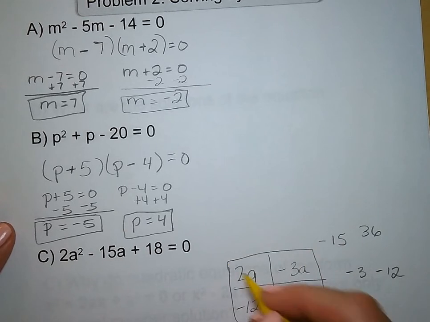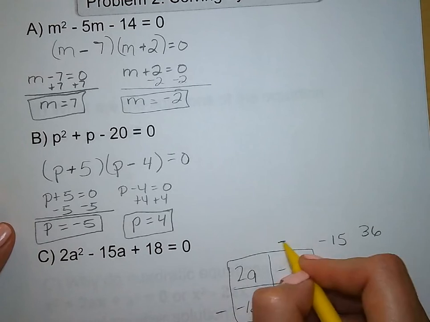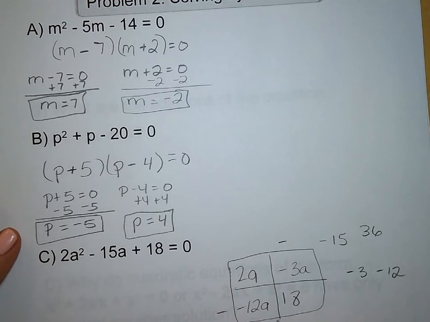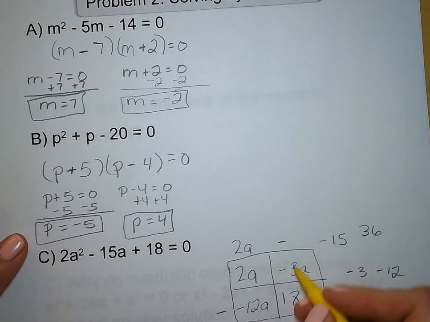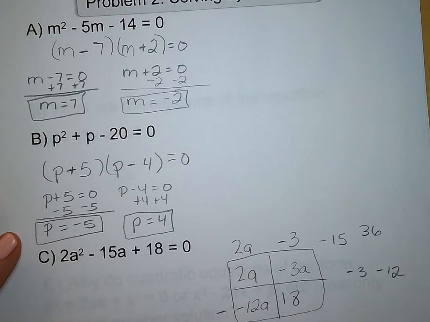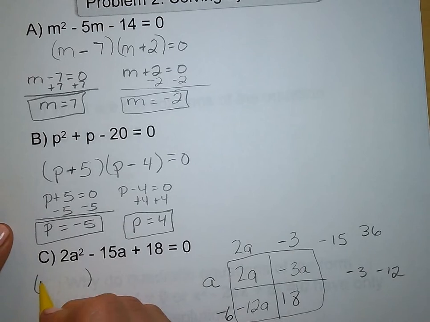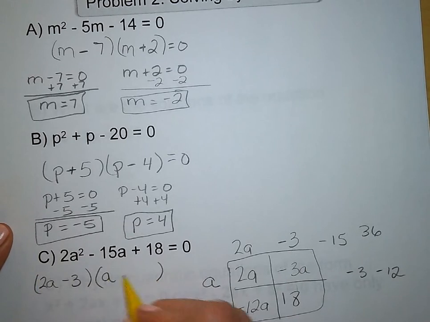Make sure you pull those negative signs out right away. And in our first column, we're going to have 2a as a common factor. In our second column, we're going to have a 3 as a common factor. First row is just an a and a negative 6. So our two terms are going to be 2a minus 3 and a minus 6.